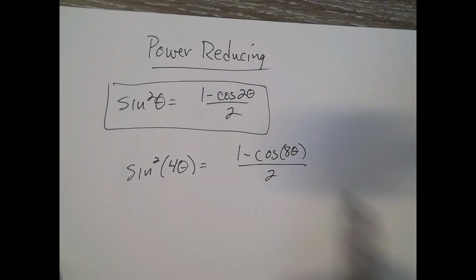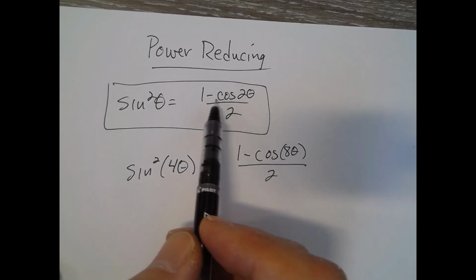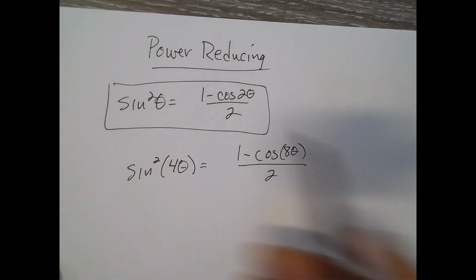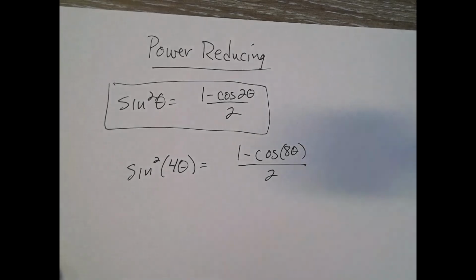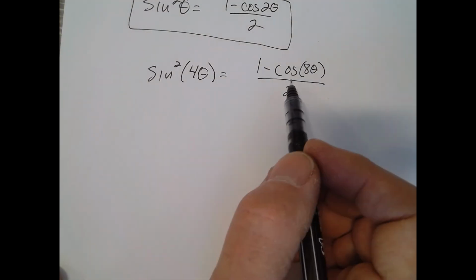And the cosine one is the exact same thing, except this is a plus rather than a minus. So that's pretty straightforward. You just rewrite it like this.